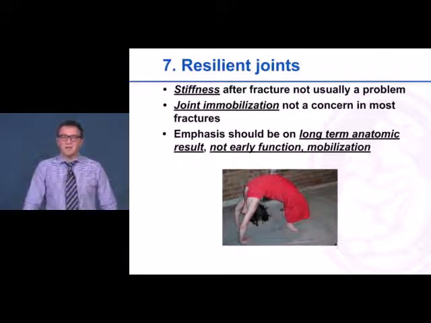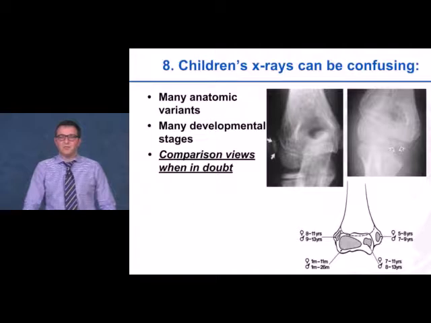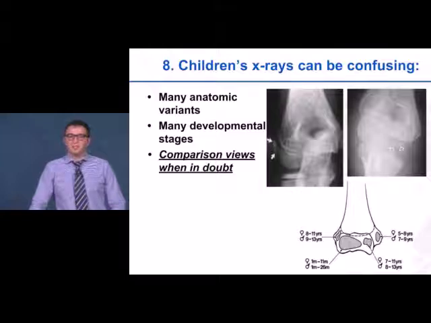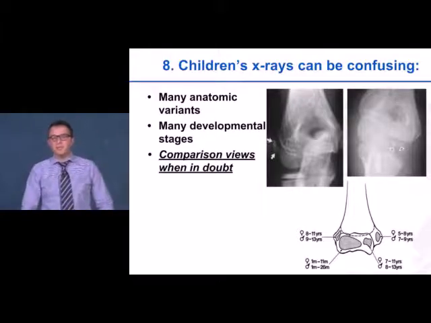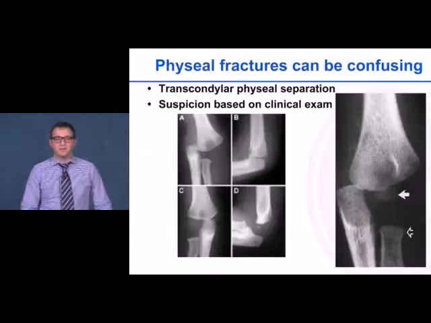Stiffness is not as much of a problem as it is in adults, and as a result, we immobilize children for a longer period of time to ensure that healing occurs. The emphasis is on long-term anatomic result, not early function and mobilization. Now, we all know that children's x-rays can be very confusing, primarily because there's many anatomic variants and many developmental stages that a child goes through. When in doubt, consider a comparison view of the unaffected arm, or call a friend who has more experience.